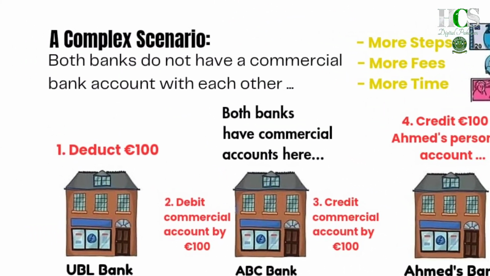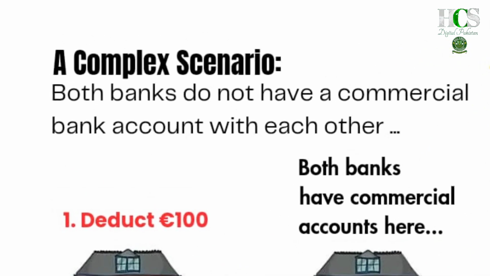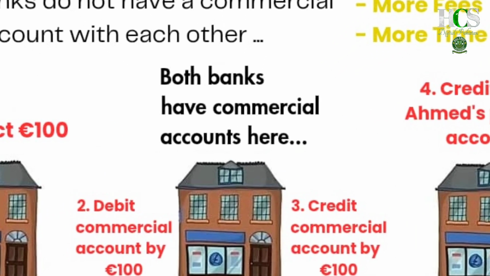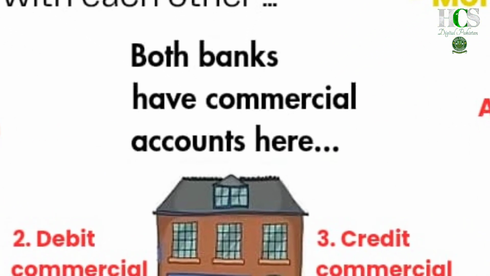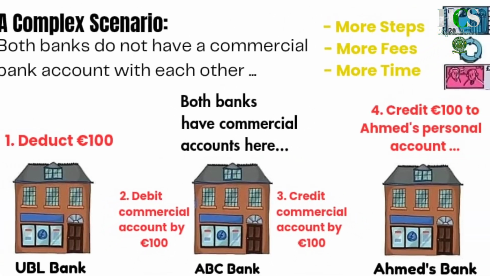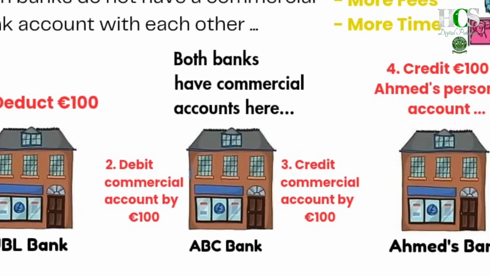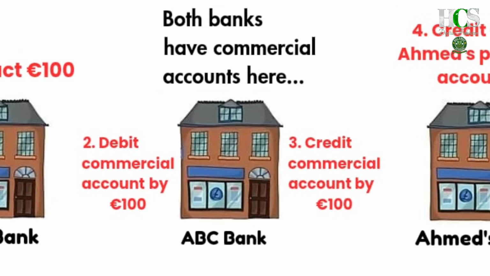A complex scenario is that the banks do not have a commercial bank account with each other. If that is the case, they need to find a third bank which both banks have commercial accounts with. This third bank will act as the bank in the middle to handle the transaction, and the steps will be like the following. Alina's bank deducts €100 from her personal account.